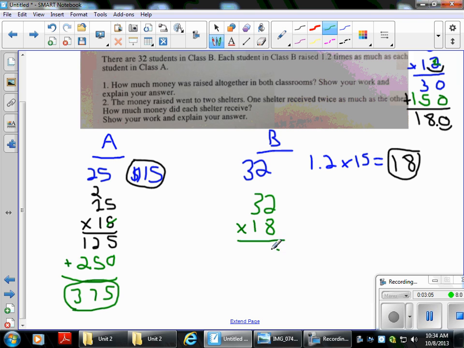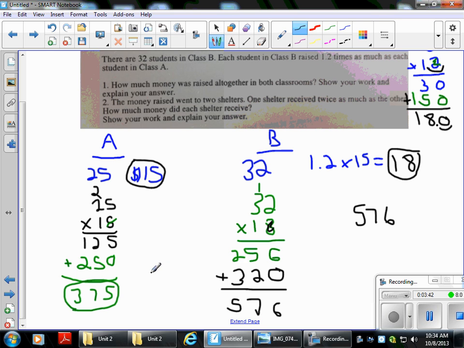Each student raised $18 after we did that math. 8 times 2, we have 16. 8 times 3, 24. Plus 1, we have 25. I'm going to change colors for the place value holder. Cross out this 8. We don't need it anymore. Put a place value of 0. 1 times 2 is 2. 1 times 3 is 3. Go ahead and add these together. Add them up. 6, 7, 576.